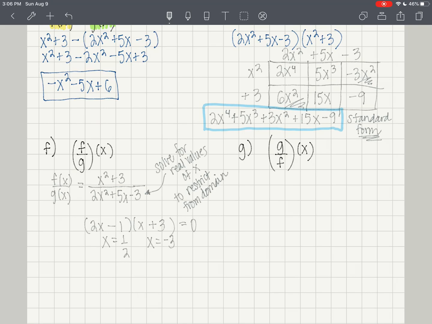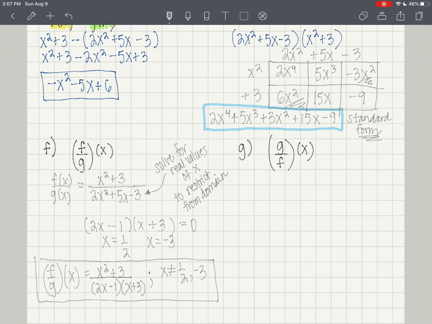So this is our answer. Remember, it just said what is f over g of x? Well, f over g of x is equal to x squared plus 3 over 2x minus 1 times x plus 3. X cannot equal 1/2 or -3. We need to make sure that we put that semicolon there and list any restrictions that are not allowed.